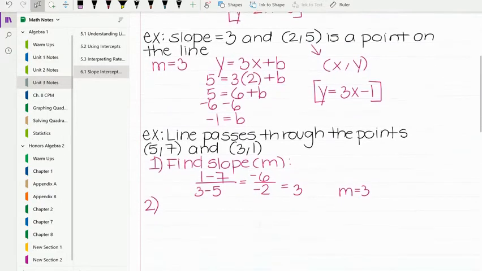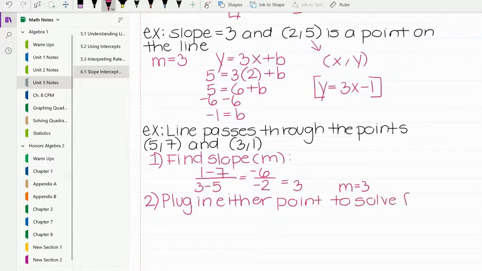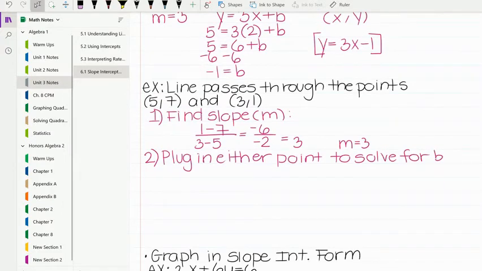Well, the same thing here. So now we have the slope and we have 2 points. So basically, I can plug in either point to solve for b. So I'm going to go ahead and plug in 3, 1. So right now I have y equals, and then I have 3x plus b.